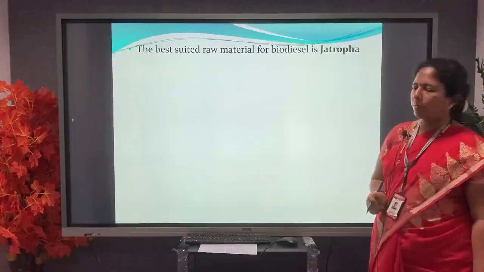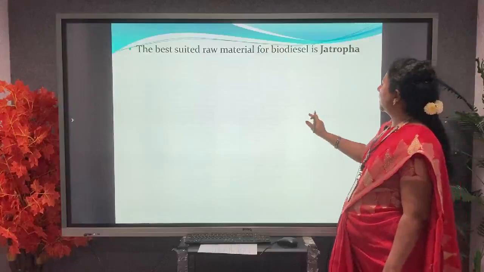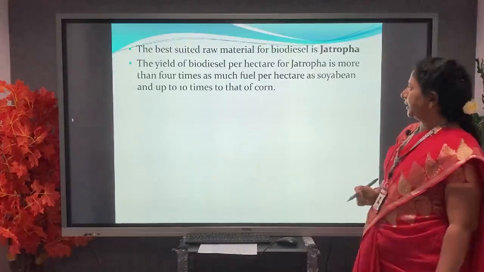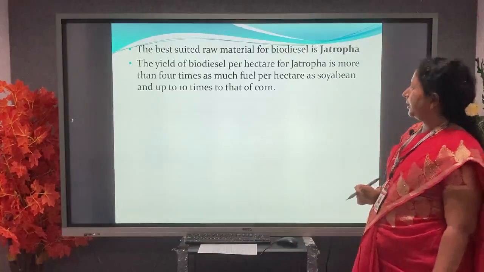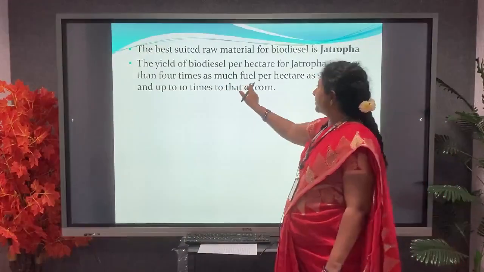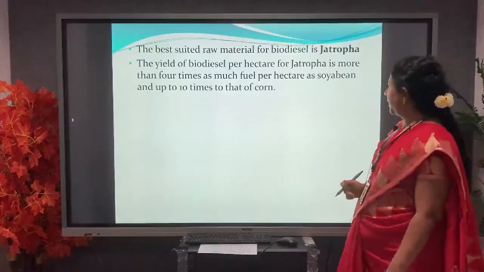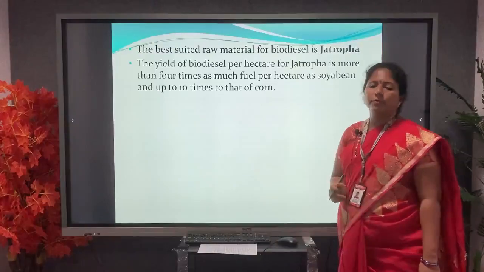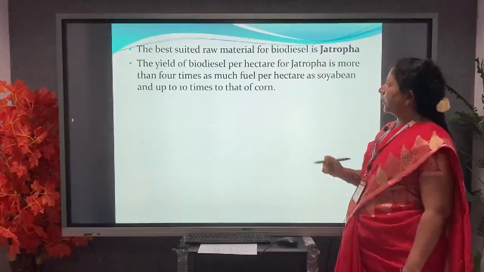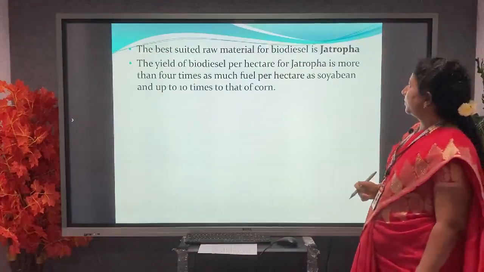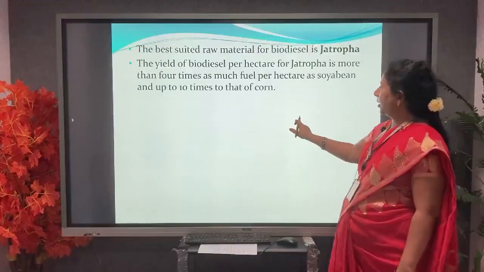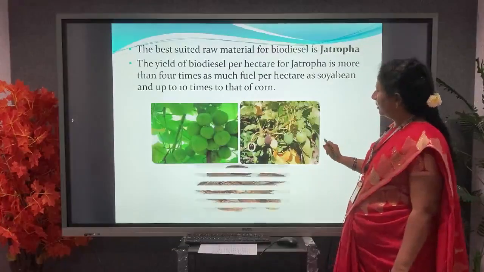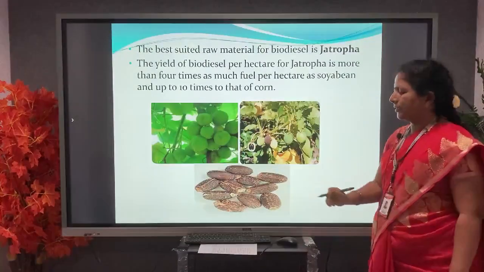The best suited raw material for biodiesel is jatropha. The yield of biodiesel per hectare for jatropha is more than 4 times as much as that of soya bean and up to 10 times that of corn. So that's why the best suited material is jatropha. So this is the jatropha plant and these are the seeds.